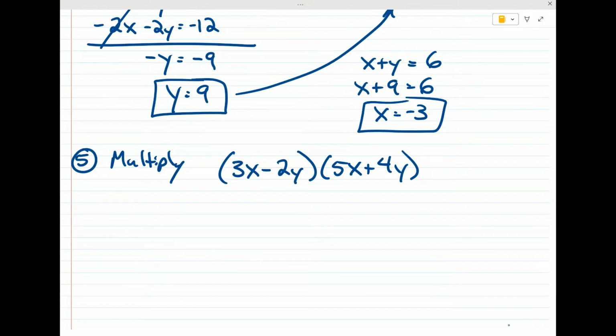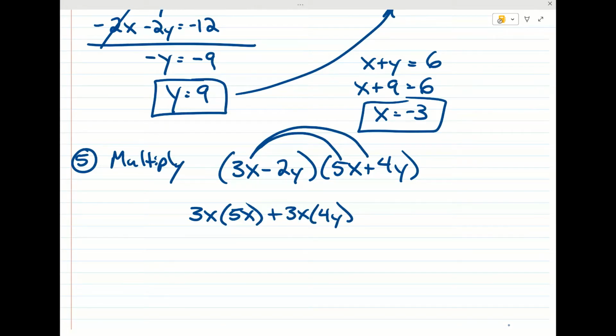When we talked about multiplying polynomials, we learned a method called the FOIL technique, where we multiply the first terms. So this would be 3x times 5x. Times the outer terms. So we're going to add 3x times 4y, and then plus the inner terms, -2y times 5x, and then add the last terms, -2y times 4y.